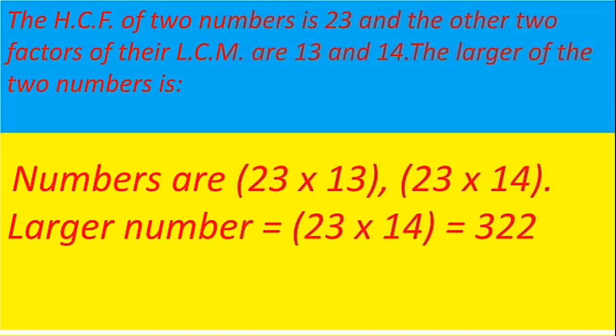So the numbers are 23 into 13 and 23 into 14. They are asking for the larger number, so the larger number would be 23 times 14, that is 322. Simple. Since 23 is a prime number and between 13 and 14 nothing is common, this shortcut is applicable.